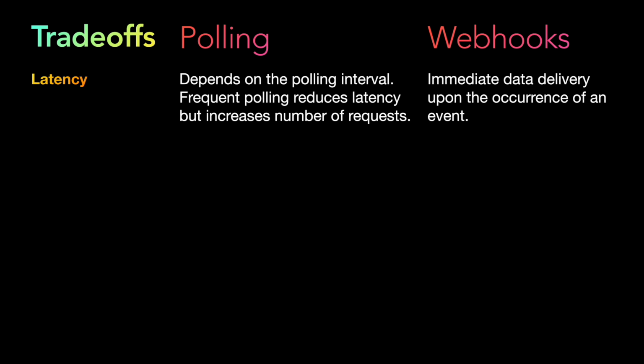Now, webhooks, the data is delivered immediately, right? Upon occurrence of an event, whenever the data is available, the server is going to basically send the data out to the client, right? So latency is obviously almost near real time.